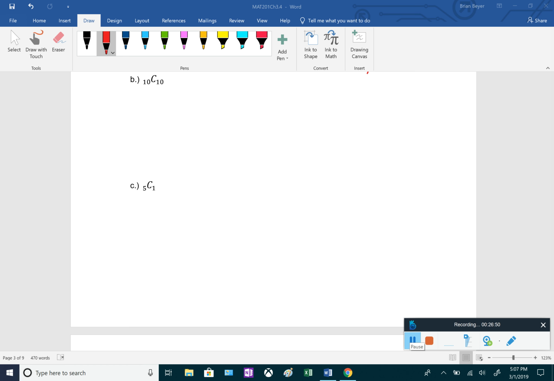For 10, choose 10. So this is saying how many different ways can we pick 10 objects from 10 objects. So think about that while I'm writing down this formula here. If we have 10 objects and we're picking 10 objects out, how many different ways can we do that? So plugging these values into the formula, 10 factorial over 10 minus 10 is 0, 0 factorial times 10 factorial.